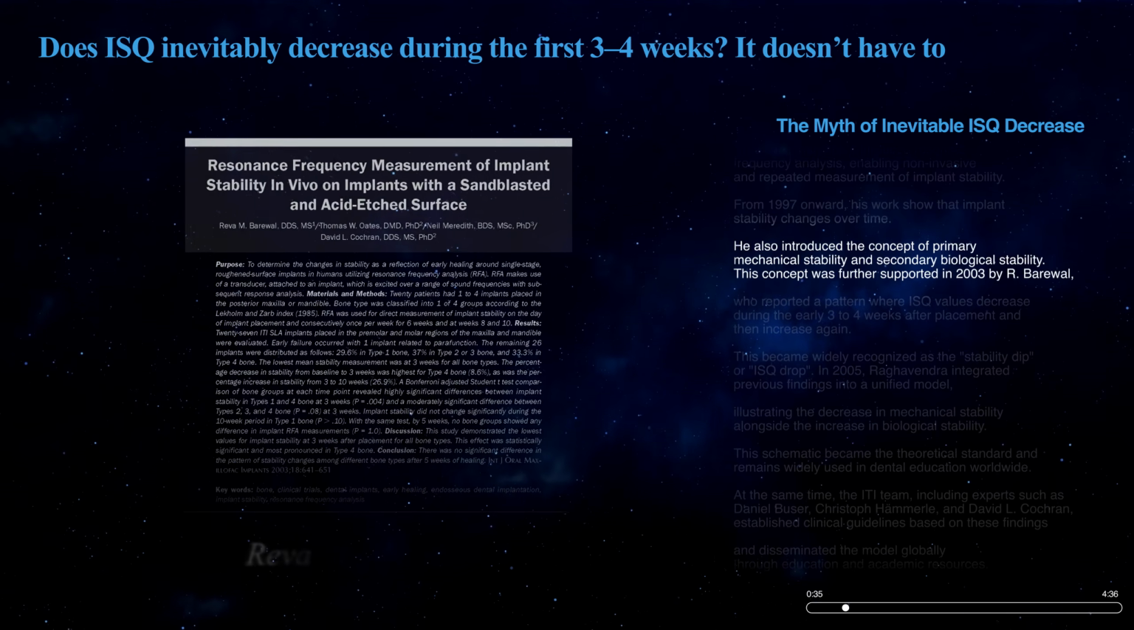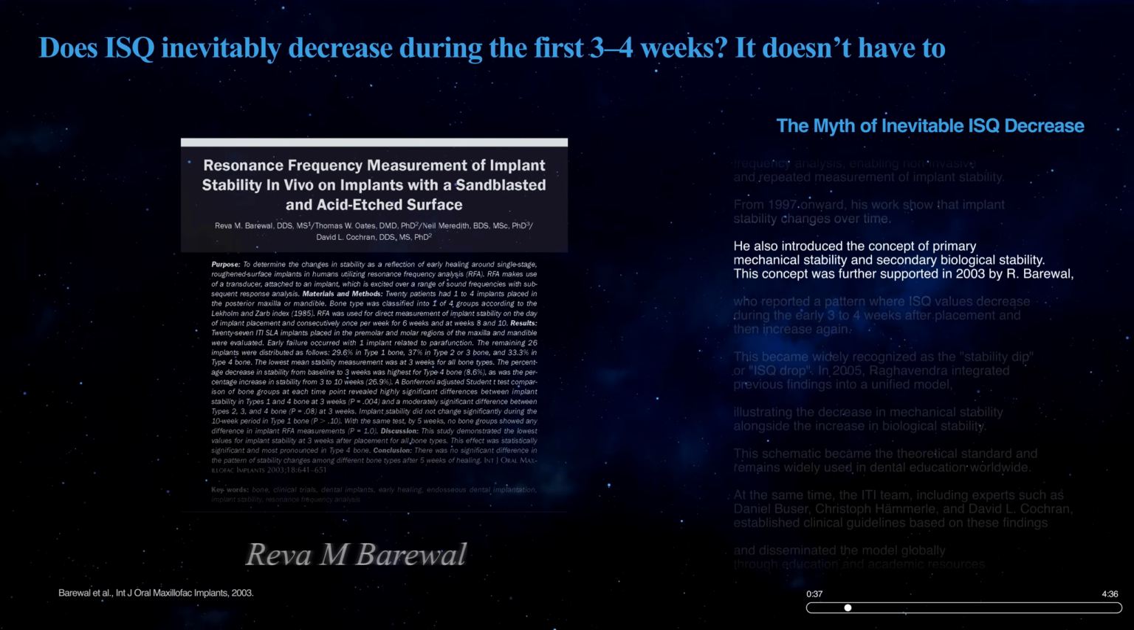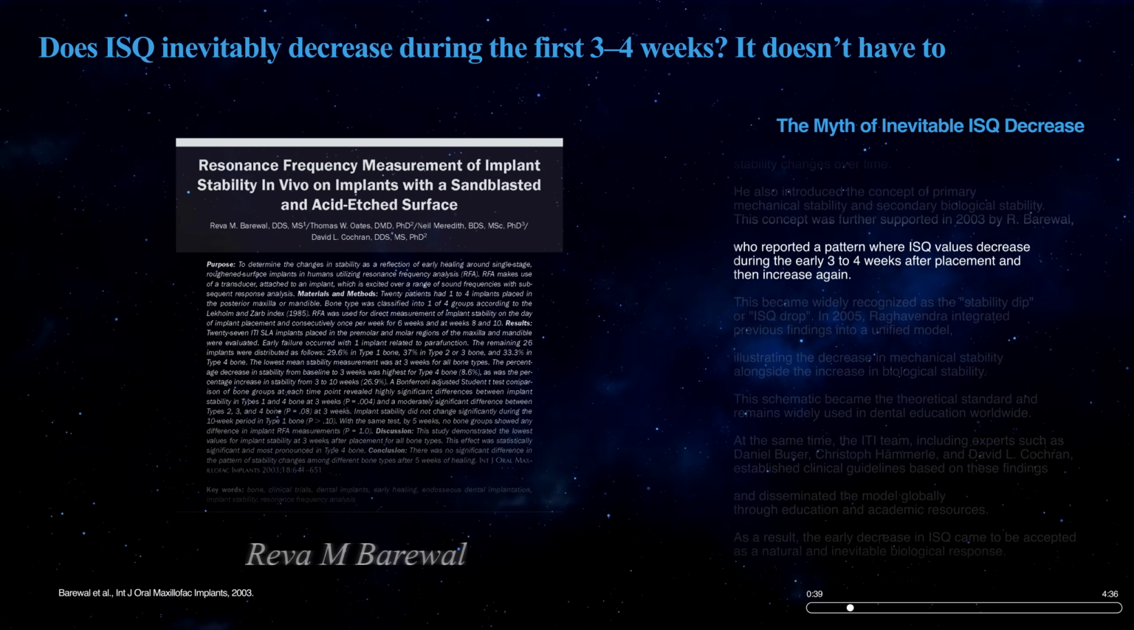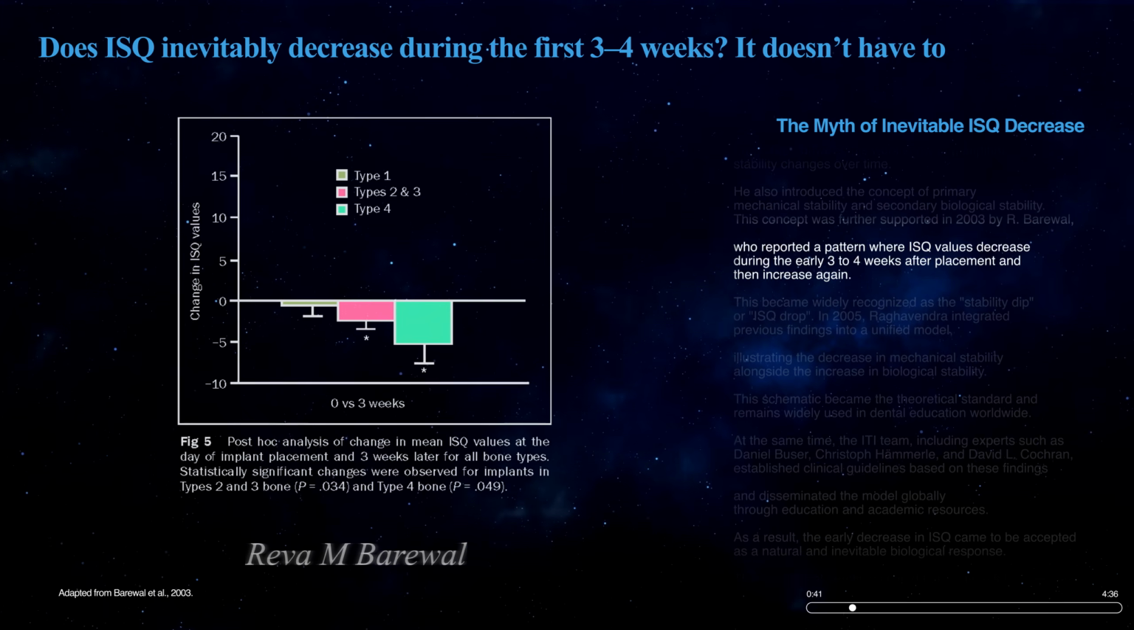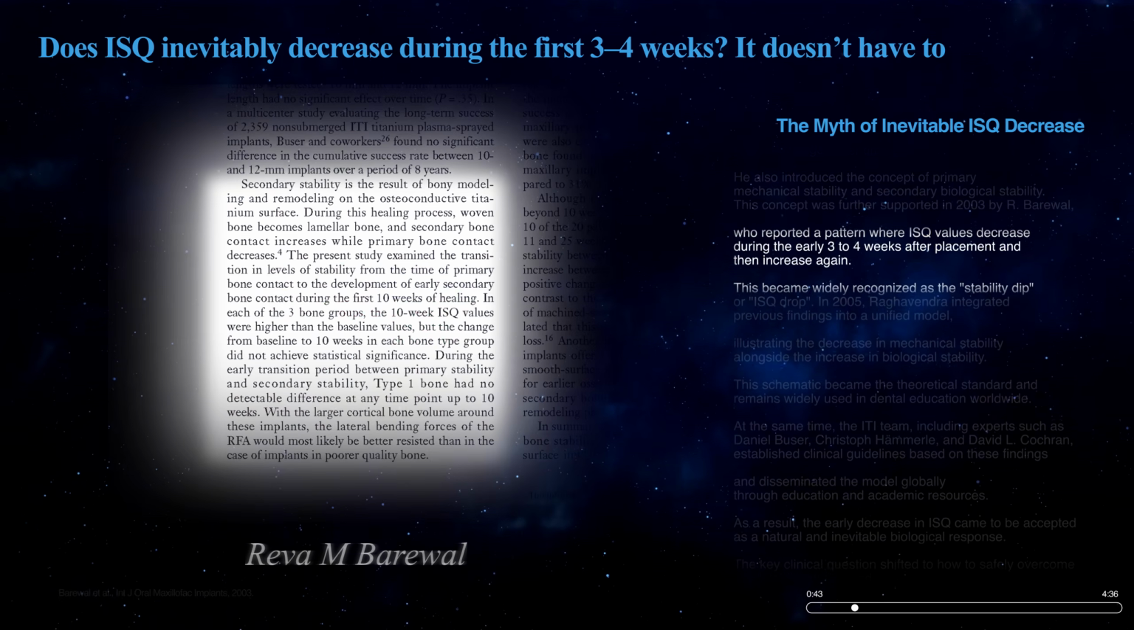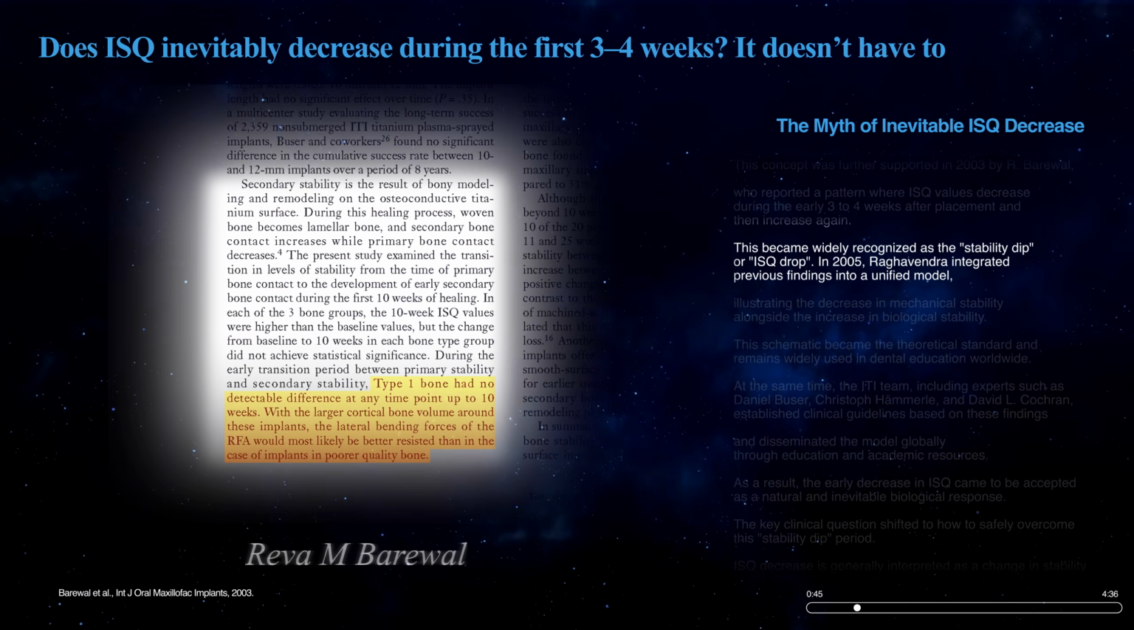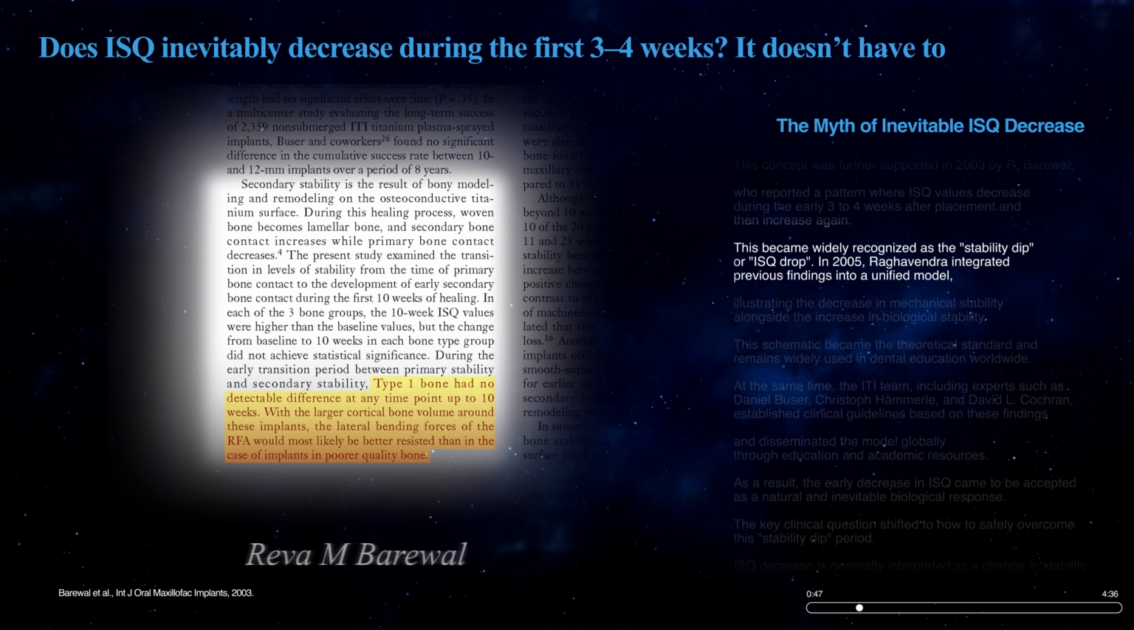This concept was further supported in 2003 by R. Bearwall, who reported a pattern where ISQ values decrease during the early 3 to 4 weeks after placement and then increase again. This became widely recognized as the stability dip, or ISQ drop.